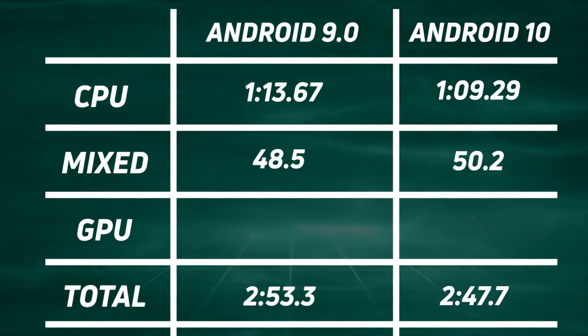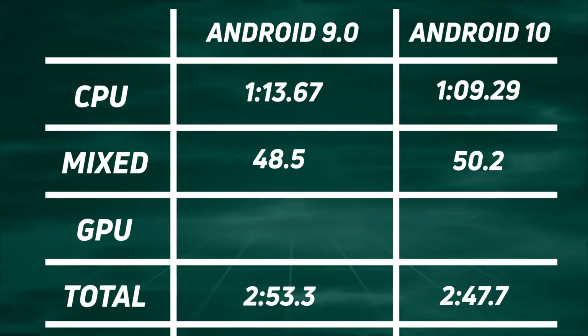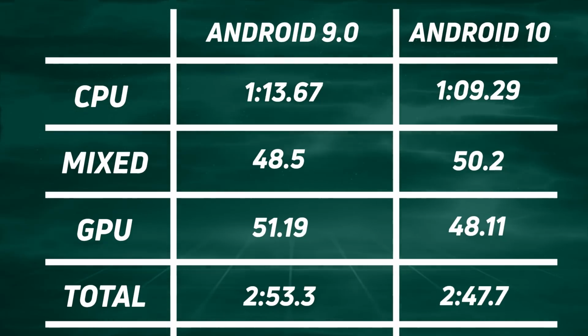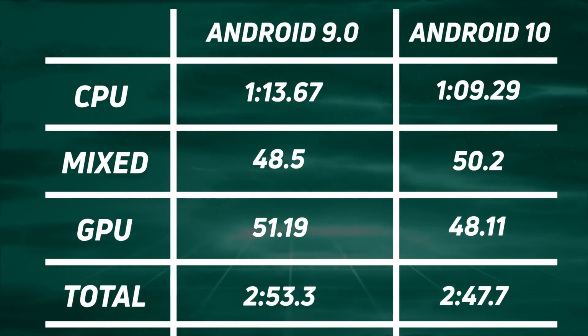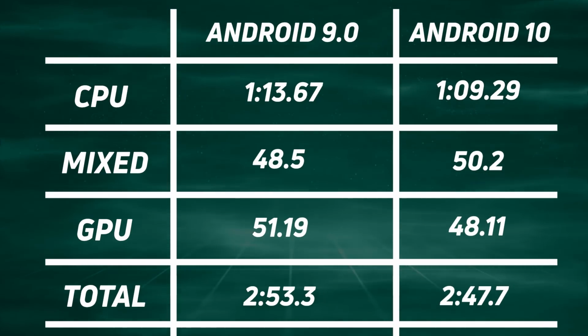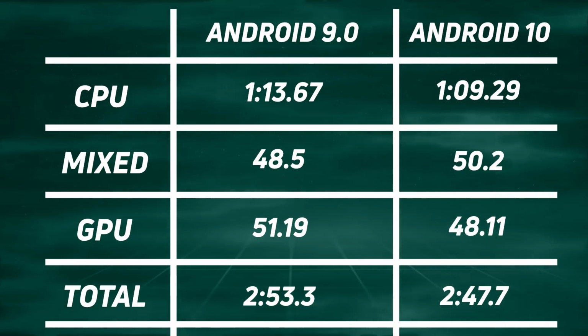Then actually, funnily enough, Android 9 did better during the mixed test, which includes things like the blur test, 48.5 compared to 50.2. But then when we get back to the GPU, 51 seconds for Android 9, 48 seconds for Android 10. So basically, improvement in CPU and GPU means that actually this is the fastest version of Android ever released.